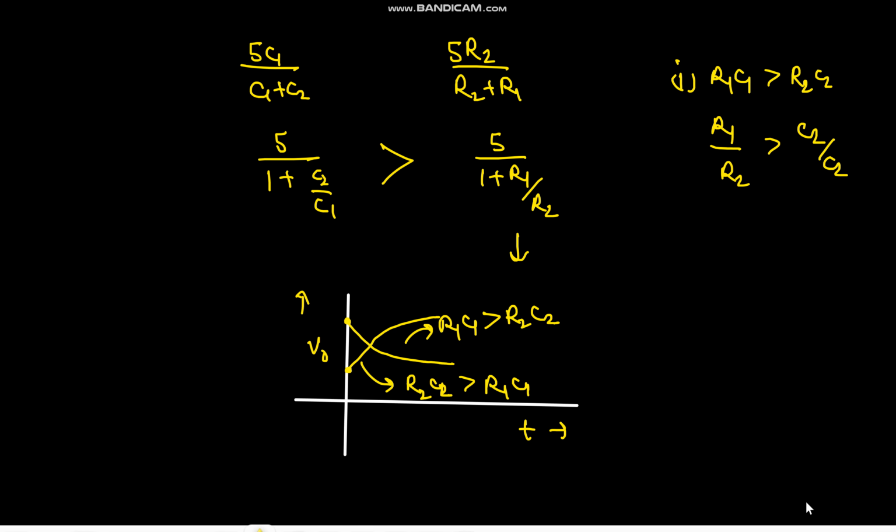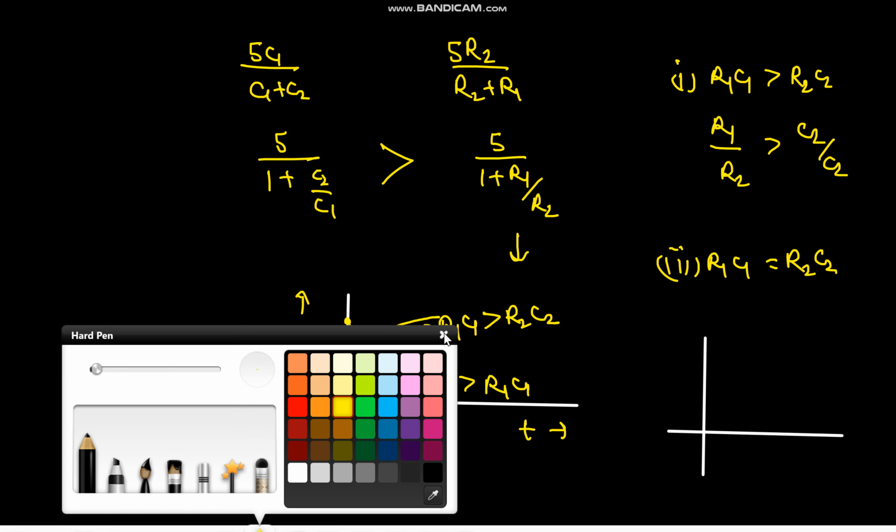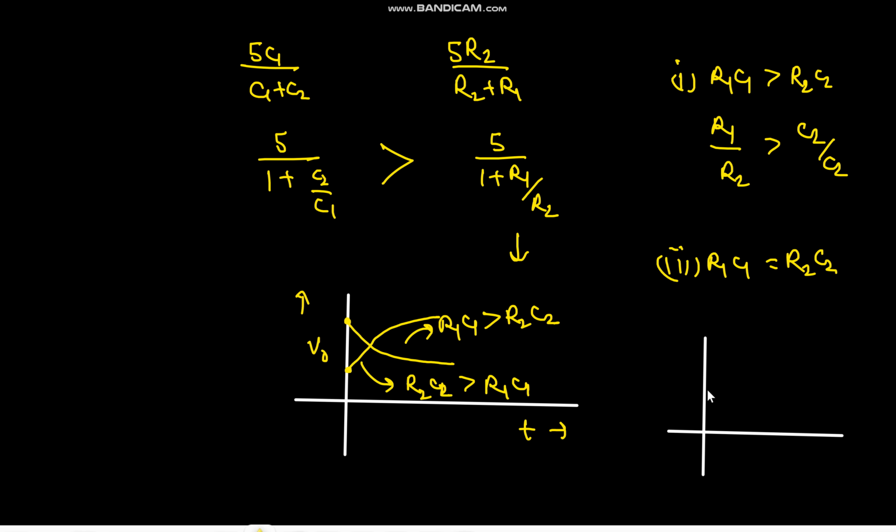Now the third condition is R1C1 equals R2C2. So R1 by R2 is equal to C2 by C1, so the initial and final values are the same. So the waveform would look something like this. So this is Vout and this is t. Okay, so the waveform is done.